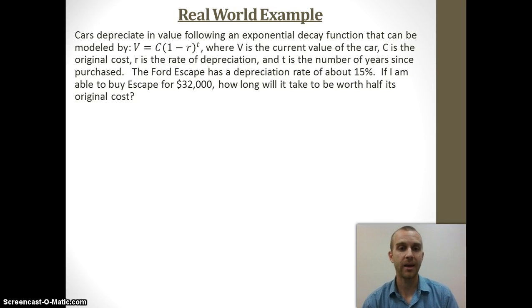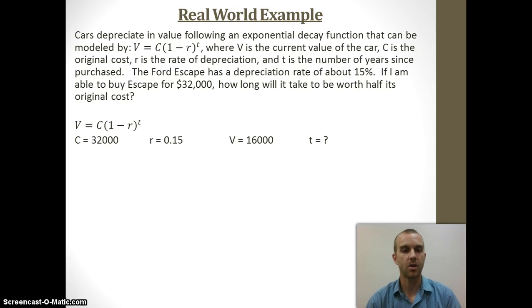So let's look at what we have here. We have the formula. Now we know the original cost is $32,000. We know our depreciation rate of 15%. Well, if the value is going to be half, I need to think about, well, what would that mean? That would mean, well, half of my original cost would be $16,000. And what I want to know is, well, how long does it take me to get to that $16,000?